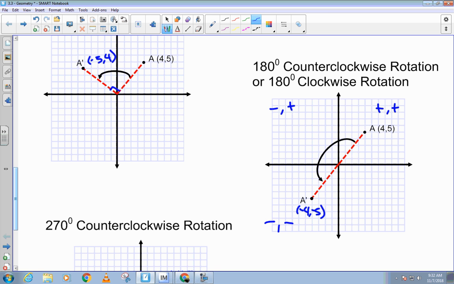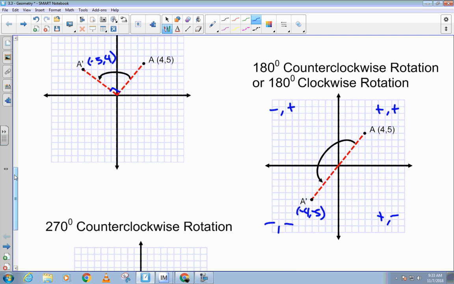But over here, this is negative, positive. So if I go 180 degrees over here, it's positive and negative, right? Okay, so that's kind of how I remember that. All right.